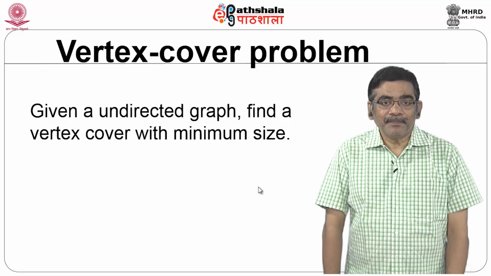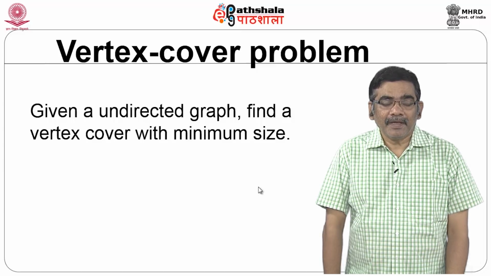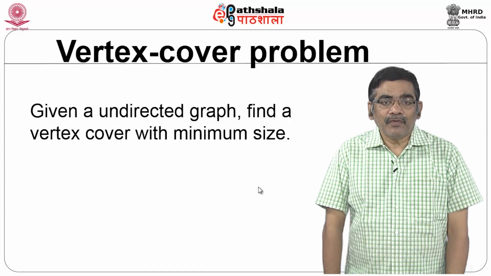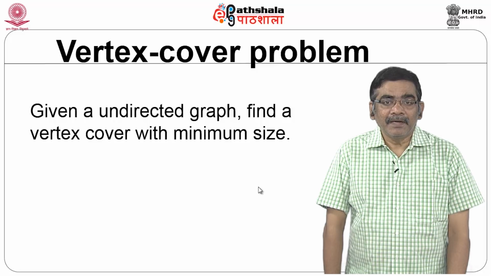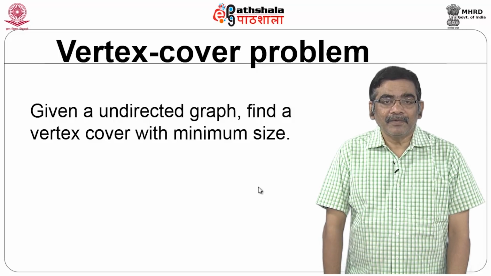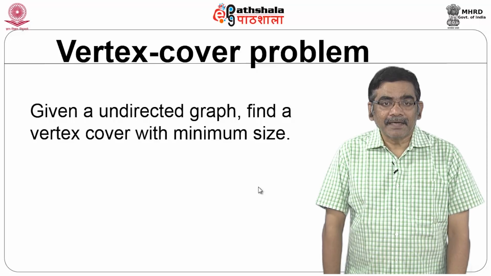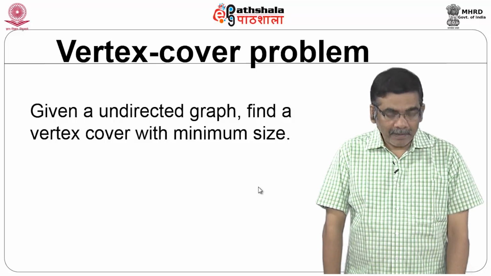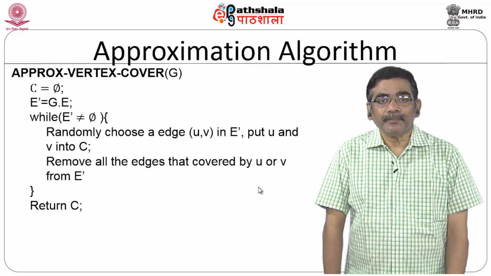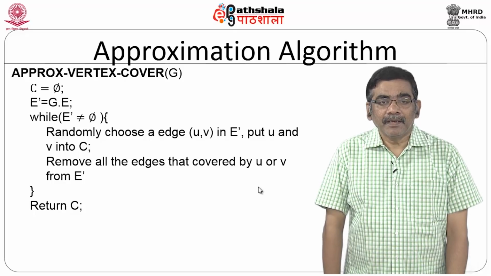In the previous case, if we want to cover 4, 5, then either 4 or 5 should be part of the vertex cover, and only then is the solution complete. In short, the vertex cover problem is nothing but a problem where we have to find the vertex cover with the minimum size. Fine. How to find the approximation algorithm for this?